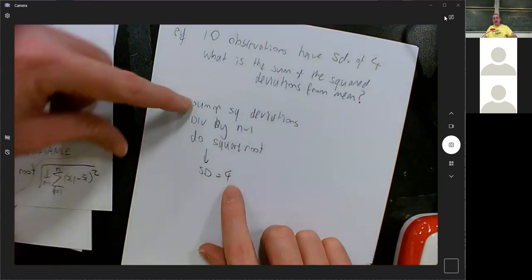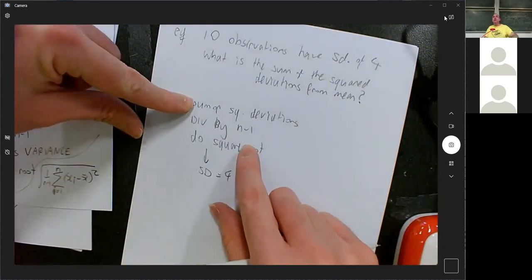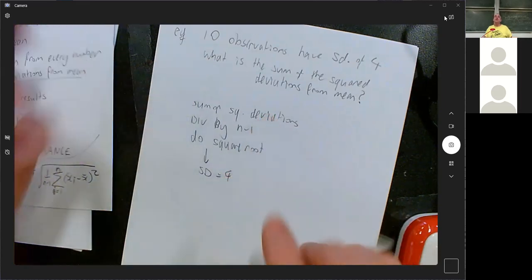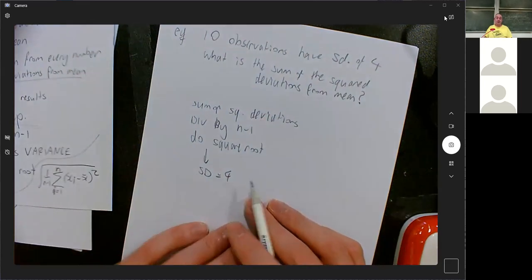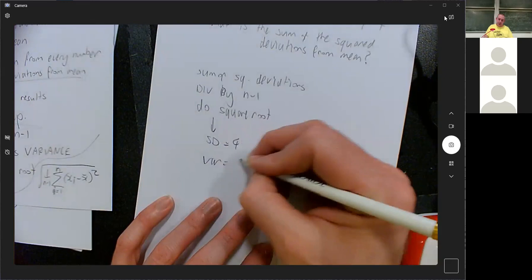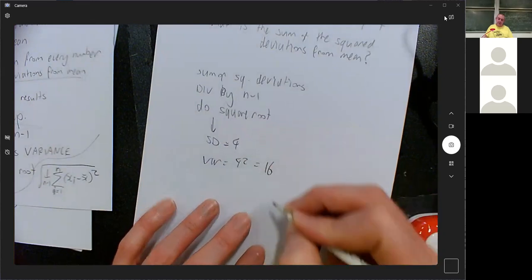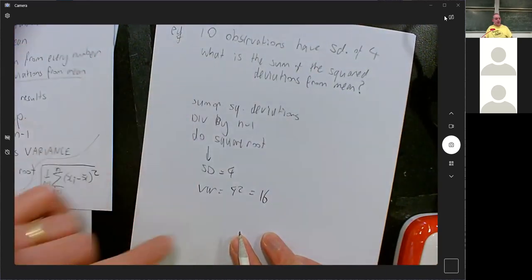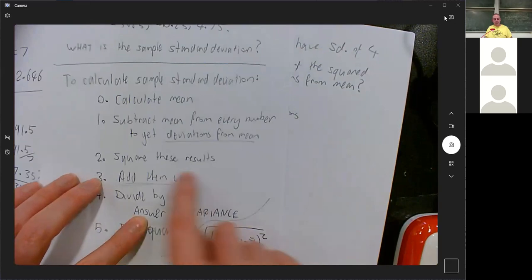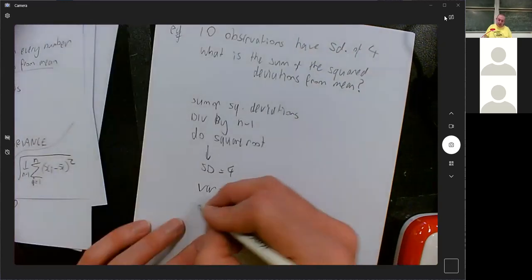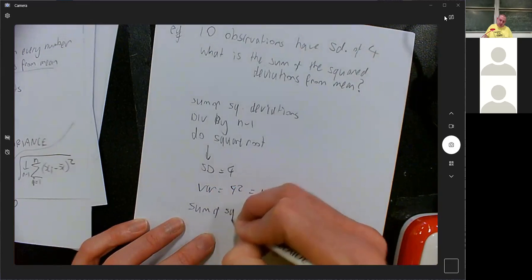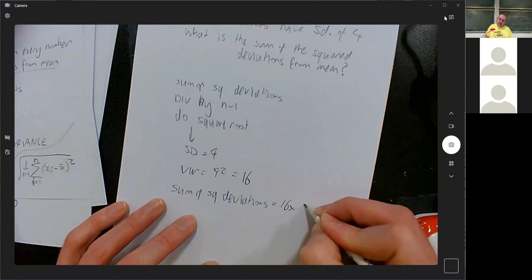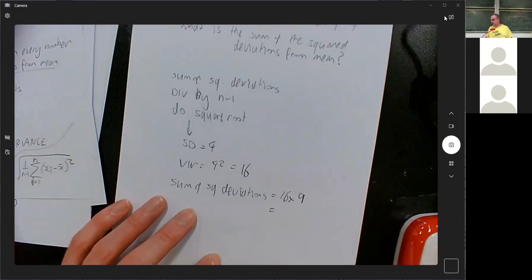And so to get back to here, I'm going to have to undo the square root, which is squaring, times by n-1, and that should give me this answer here. That's the idea behind it, doing this process backwards. So the variance will be 4 squared, which is 16. And then so that's the variance now. And then to get from the variance to the sum, I have to times by n-1. So sum of squared deviations is 16 times the n-1, which is whatever it is.